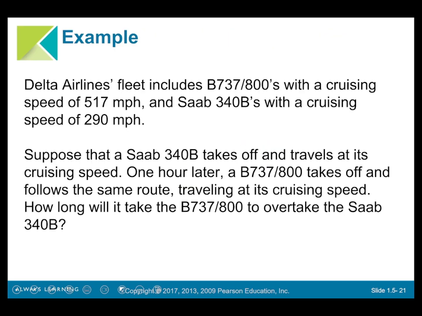So the problem goes, Delta Airlines fleet includes a B737/800s with a cruising speed of 517 miles per hour, and SAAB 340Bs with a cruising speed of 290 miles per hour. Suppose that the SAAB takes off and travels at its cruising speed. 1 hour later, a B737 takes off and follows the same route, traveling at its cruising speed. How long will it take the B737 to overtake the SAAB?